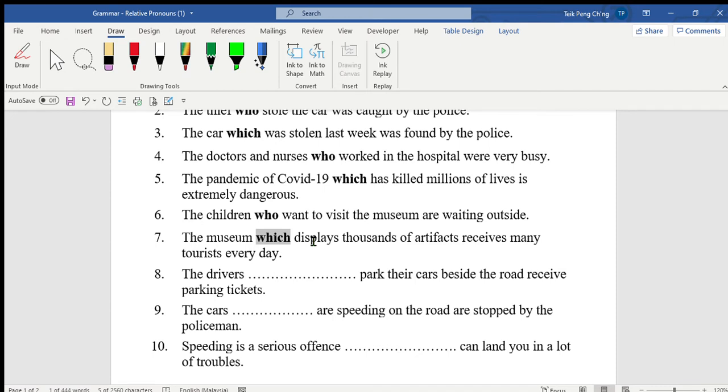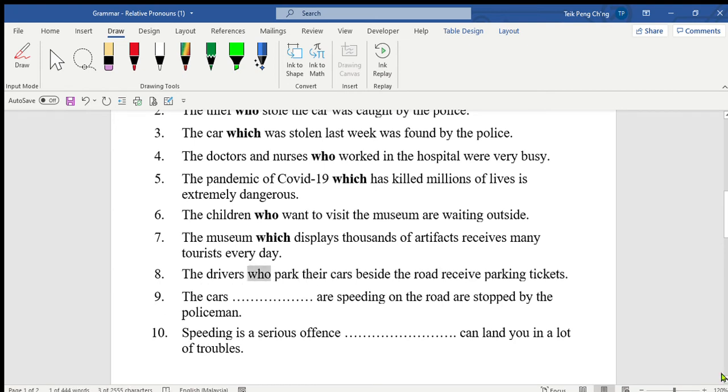Okay, number 8. The drivers. Drivers adalah manusia. Okay, so we have to use who. Who park their cars outside the road. Okay, so the drivers, okay, pemandu, who, yang park their cars, yang letak kereta beside the road, sebelah jalan raya. Receive, menerima. Parking ticket. Parking ticket kat sini maksudnya saman sebab kamu park kereta merata-rata lah. Itu parking tickets, okay? Tickets kat sini maksudnya saman polis.